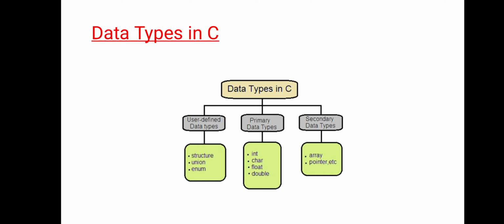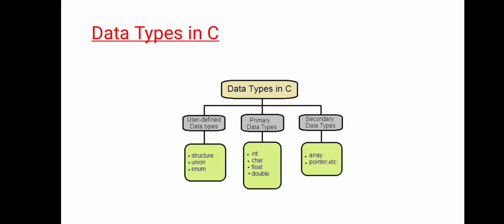And the next one is data types in C. In C programming language there are three types of data types, and the first one is user defined data types. User defined data types means depending upon the user, he creates this data type. In this, the first one is structure, union, enumerator. Structure means it combines the different data types into a single class. And the next one is union. It is also the same as structure.